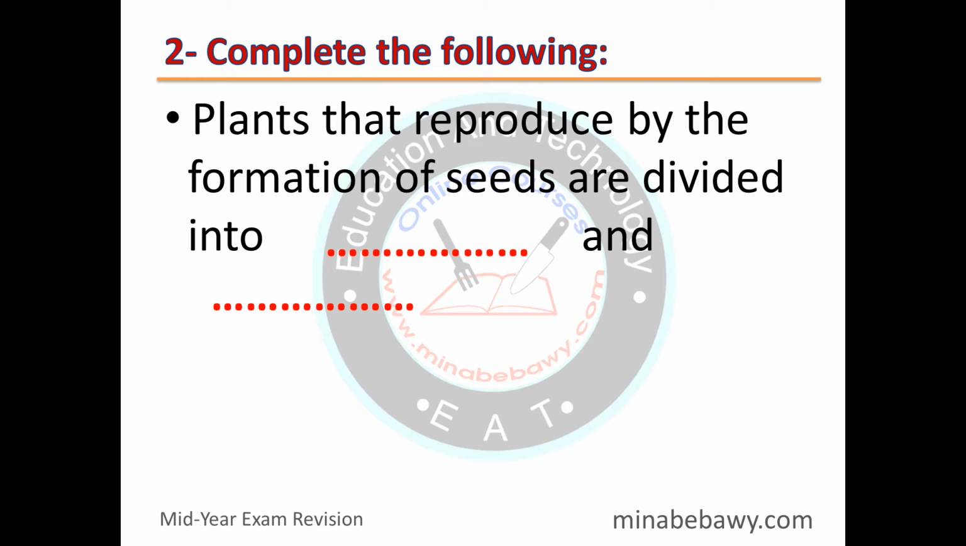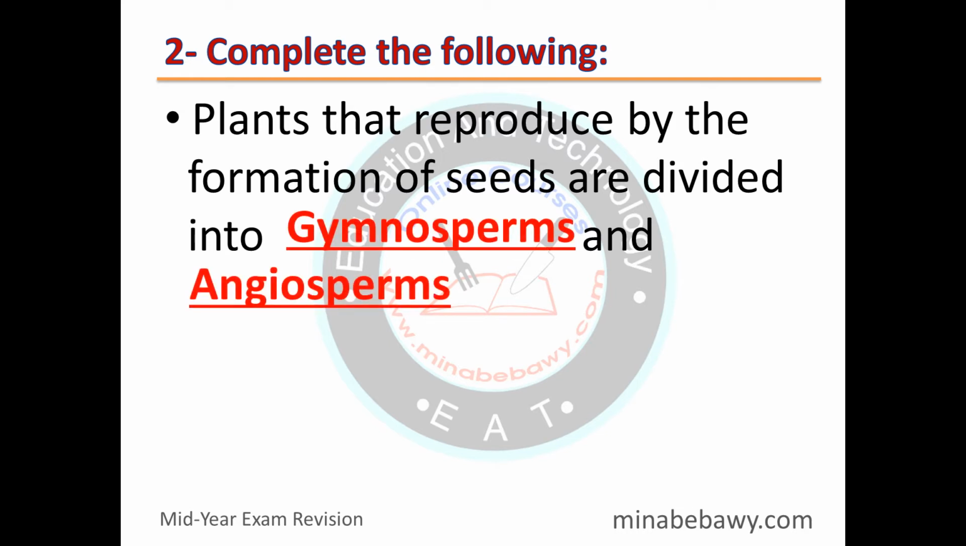Plants that reproduce by the formation of seeds are divided into gymnosperms and angiosperms.